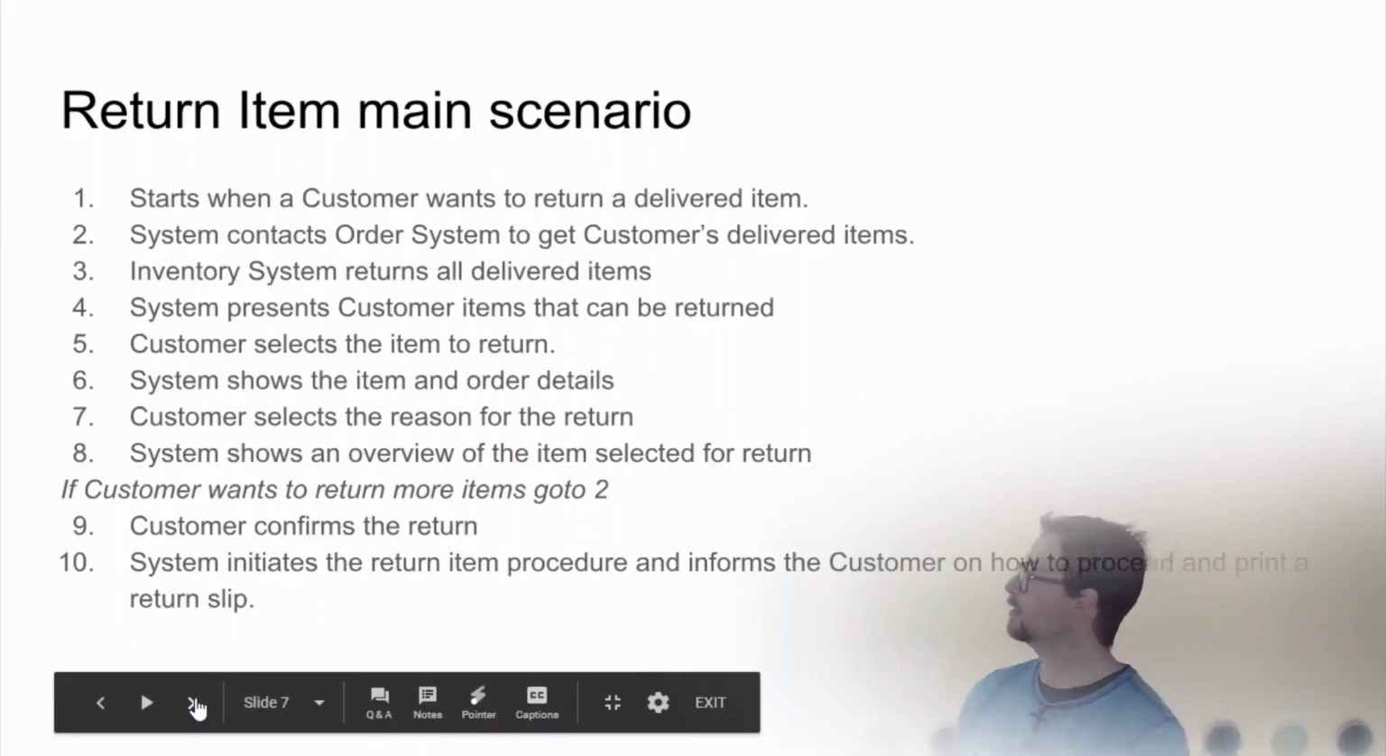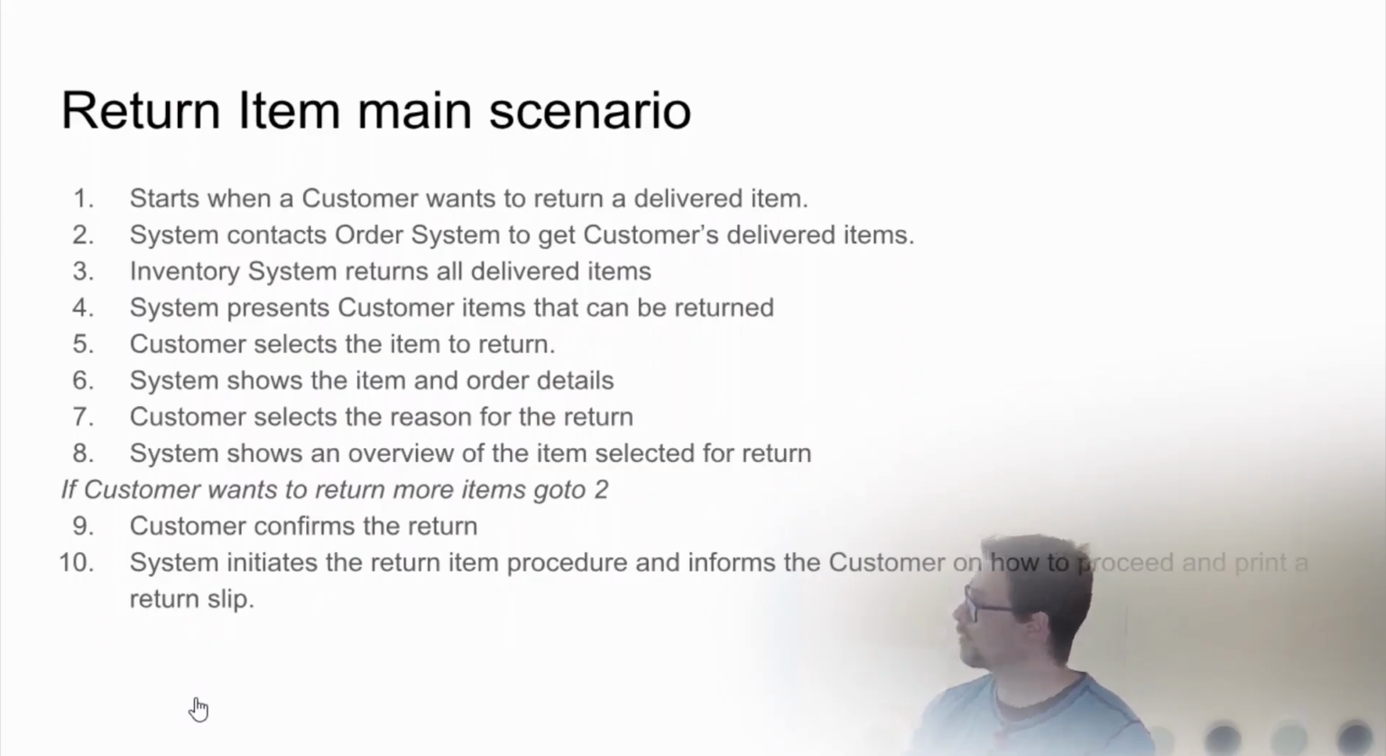So we have here a small use case, or maybe not that small, it's quite long. It's a system for e-commerce, and it's the return item main scenario. And basically we have the trigger first. The customer wants to return a delivered item. Our system contacts an order system to get the customer's delivered items. Does not make sense to show a list of undeliverable items to the customer, so we need to find out what has actually been delivered.